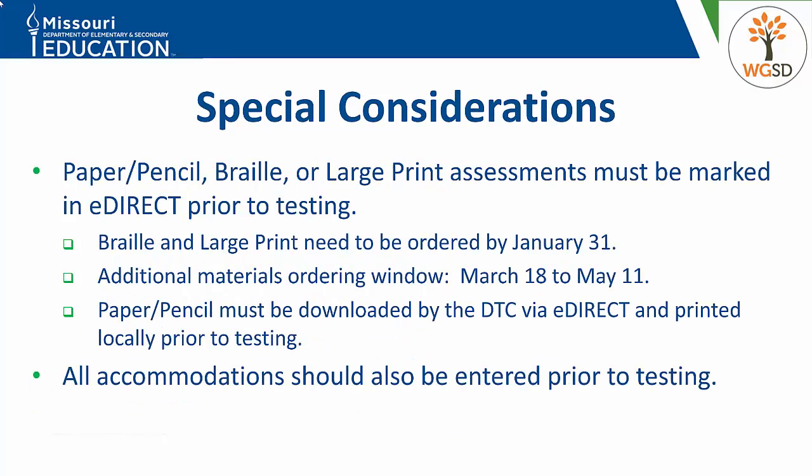Some special considerations. Paper pencil, Braille, or large print assessments must be marked in eDirect prior to testing. Braille and large print need to be ordered by January 31st, and they have already been done. Additional materials ordering window is March 18th or May 11th. Paper pencil must be downloaded by the DTC via eDirect and printed locally prior to testing. And then all accommodations should also be entered prior to testing. If you are selecting a student to have a paper pencil downloadable copy, please notify Tim Brown so that he can print those copies and deliver them for you.